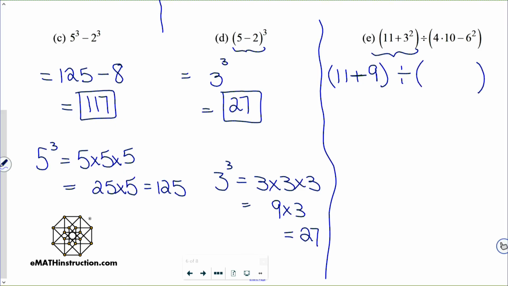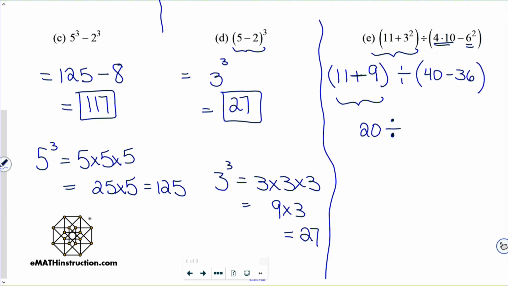Now, I can also work inside of this parentheses. Now, I know that exponents are supposed to come before multiplication, but I can really do these at the same time because let's be honest, they really are just both multiplication, right? 4 times 10 is 40, and 6 times 6 is 36. Now, of course, I can do 11 plus 9 and get 20. I don't need the parentheses anymore. They're not doing anything at that point once I have that single number.